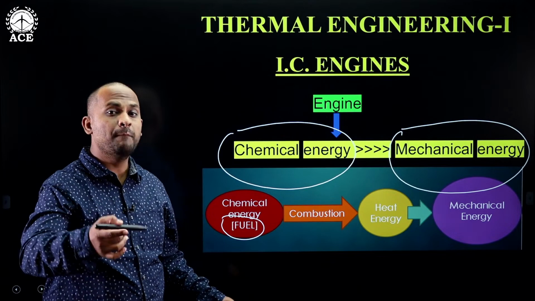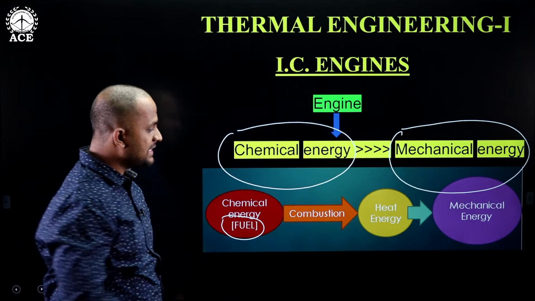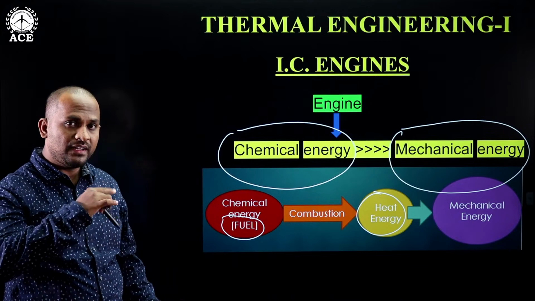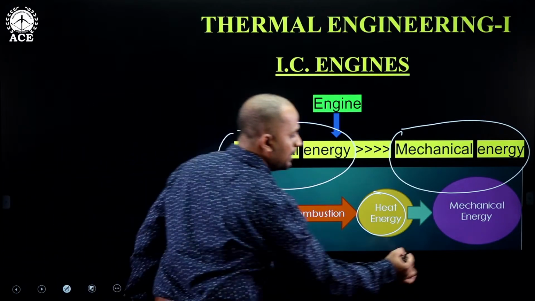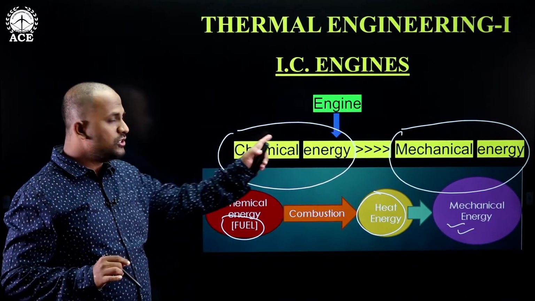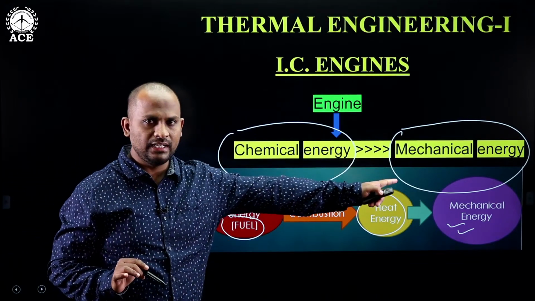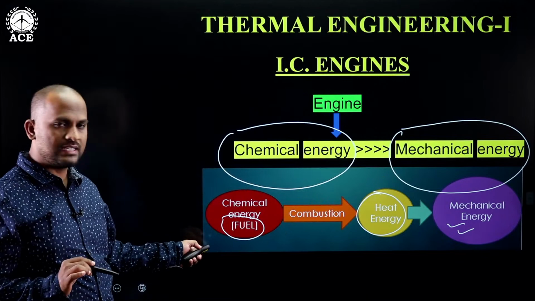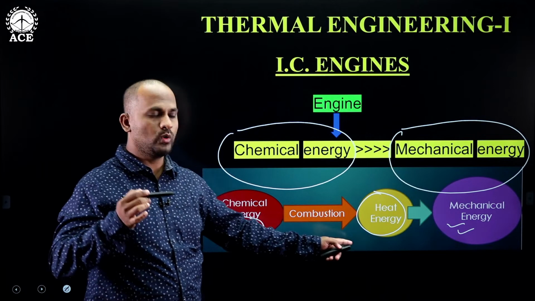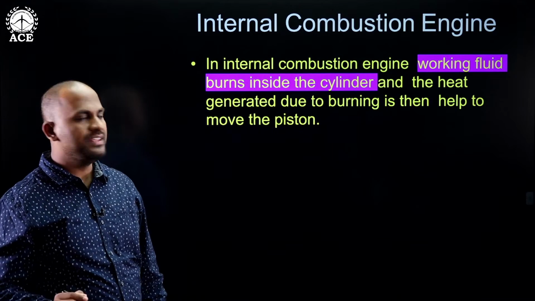The fuel is combusted. That means burned. Because of the combustion, it releases heat energy. And that heat energy is converted into mechanical energy by means of a system. So here, an engine is a device which converts chemical energy into mechanical energy. That means the fuel is combusted, which releases the heat energy, and the heat energy is converted into mechanical energy by means of a system, and that system is the IC engine here.